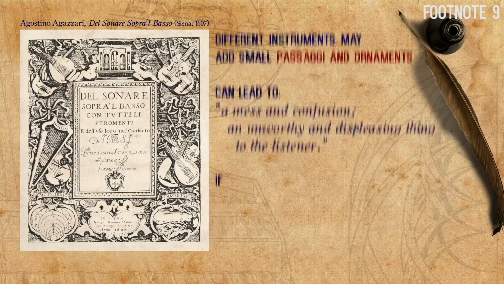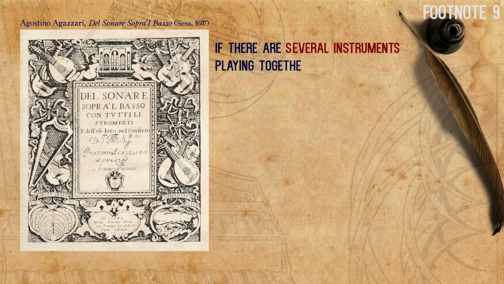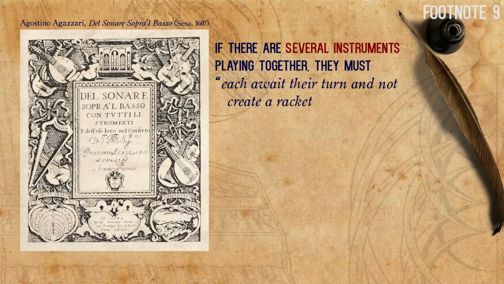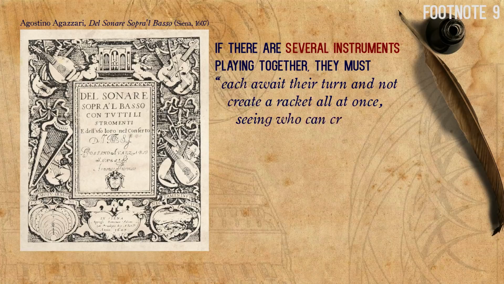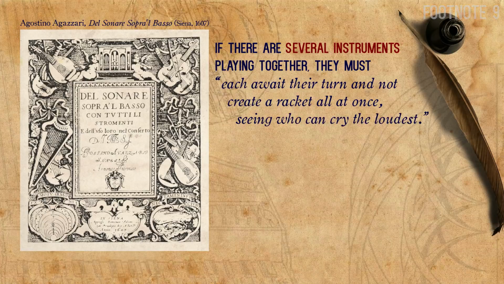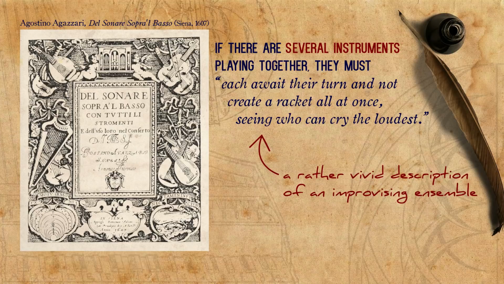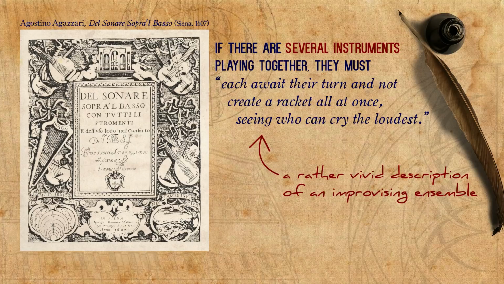Also, he wrote that if there are several instruments playing together, they must each await their turn and not create a racket all at once, seeing who can cry the loudest. Notice how this warning includes a rather vivid description of an improvising ensemble.